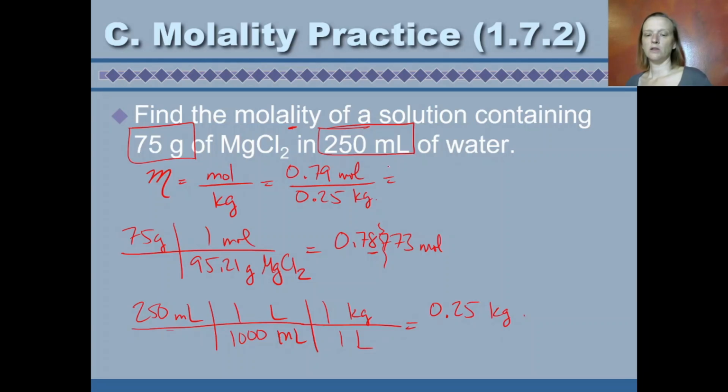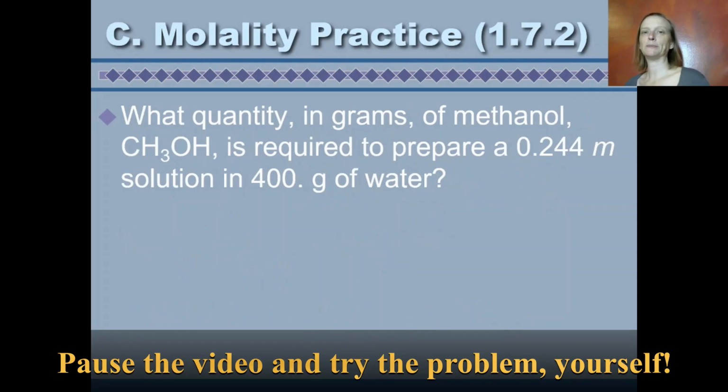And when I do the division, I get as my final answer 3.2 molal MgCl2. Let's look at another example. What quantity in grams of methanol is required to prepare a 0.244 molal solution in 400 grams of water?